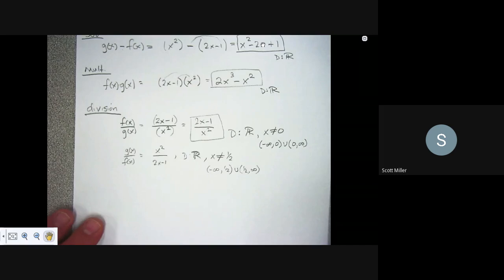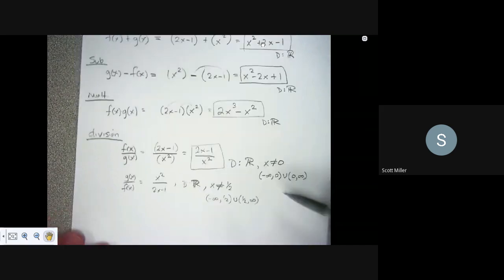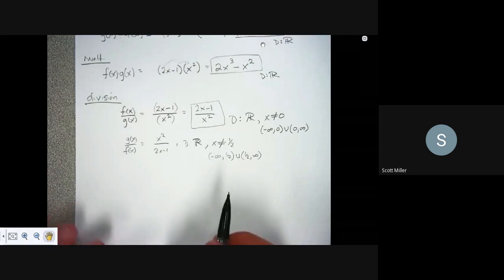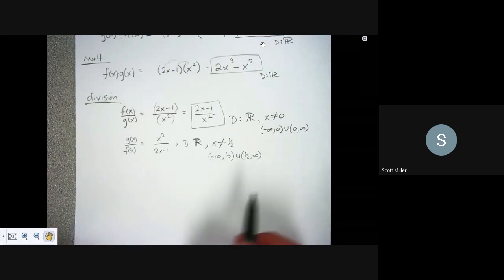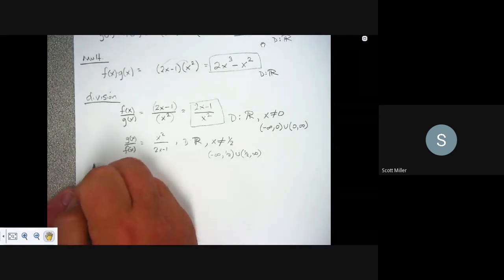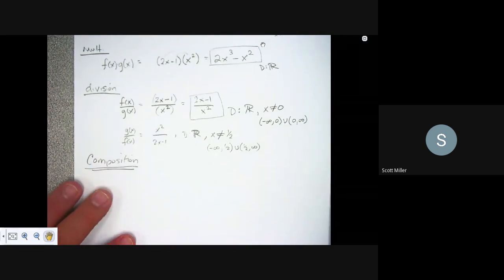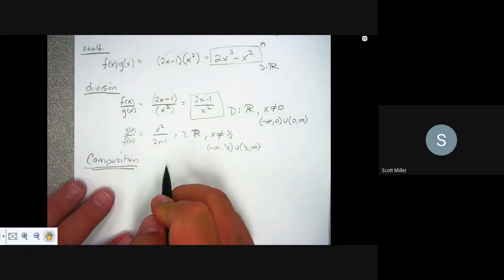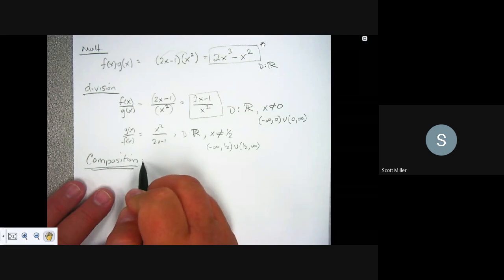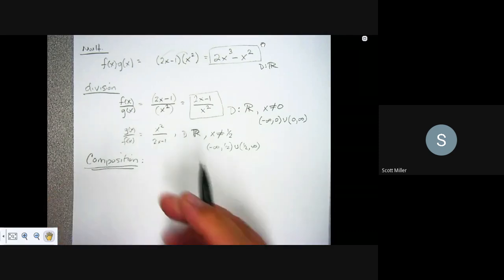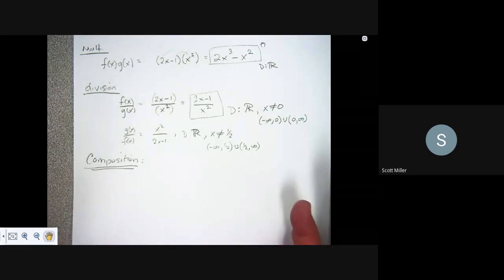So that is adding, subtracting, multiplying, and dividing, and the domains of such. The next one we want to talk about is composition. Composition is pretty much just a substitution technique. Okay?